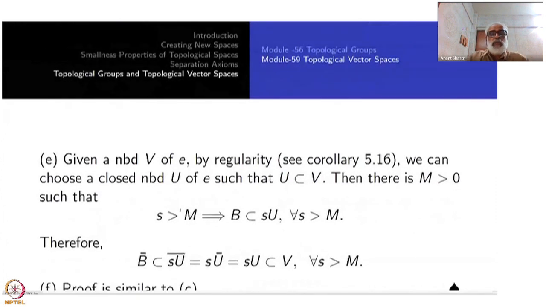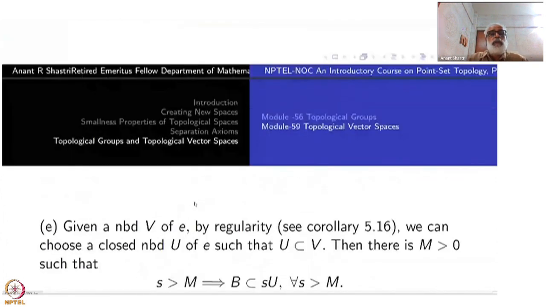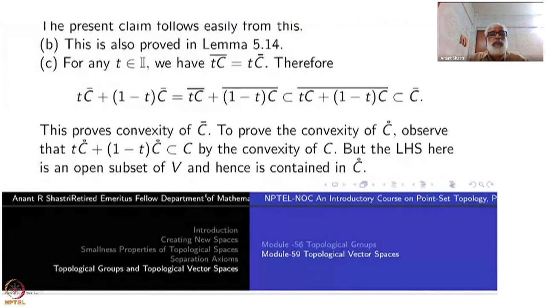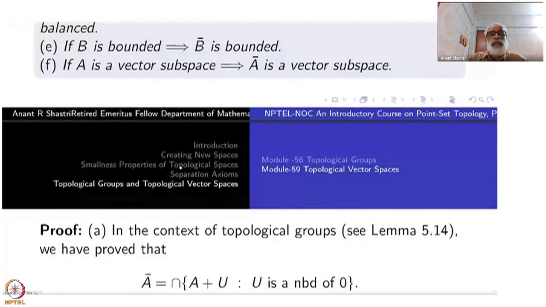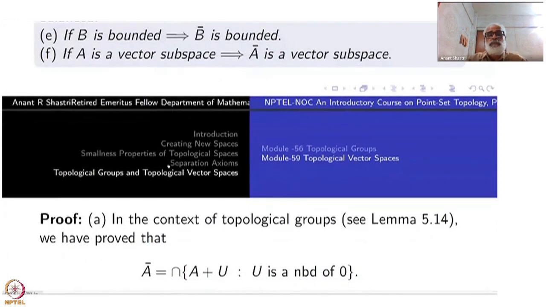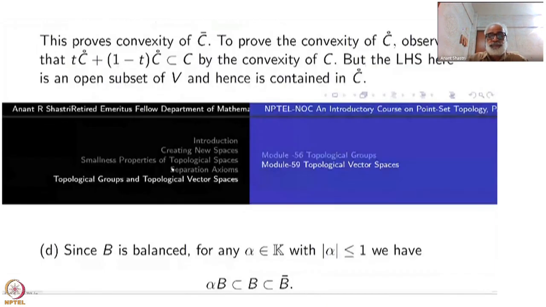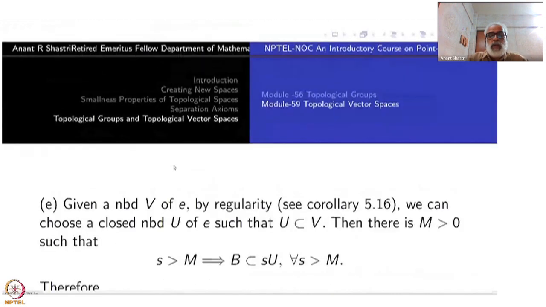Now come to A. What was A? Statement E here, let's go back. Statement E here is, if B is bounded, then B bar is bounded. Okay, what is boundedness? Given a neighborhood V of identity, I must produce an M such that for S bigger than M, B is contained in S V. That's what I have to do. That is the meaning of B bar being contained in that one. Okay, B bar is bounded means that.